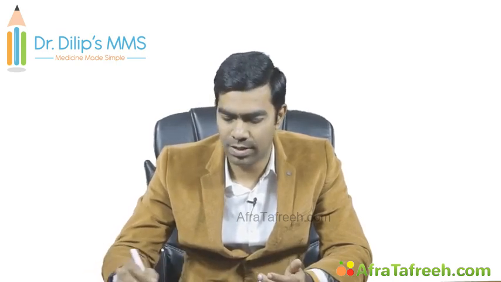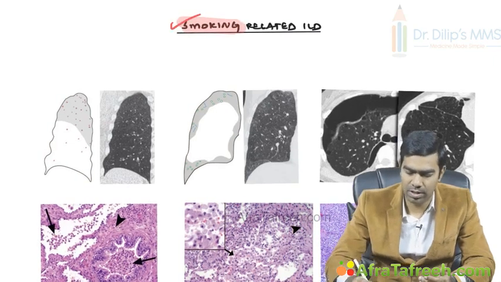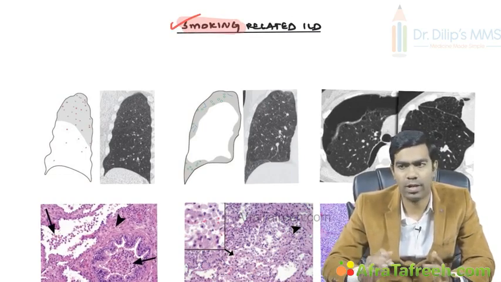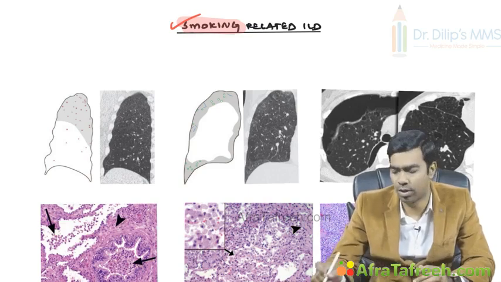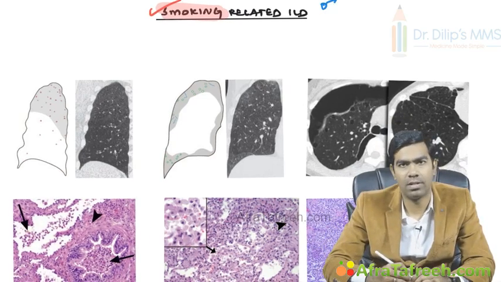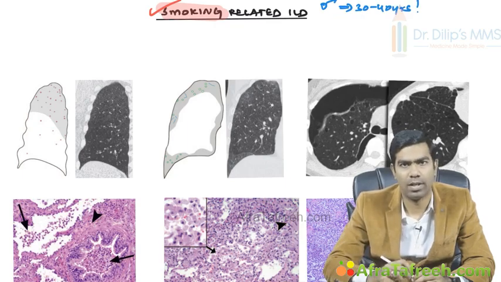Before going into the core details of each of these, we'll see what the common things between them are. So number one, obviously, is smoking. All of the patients will be smokers, whoever gets these disorders. Smoking has a very, very strong etiological relationship with these disorders. And second, they'll be extremely common in males, around 30 to 40 years of age. Absolutely clear. Which means they'll be of relatively young age.